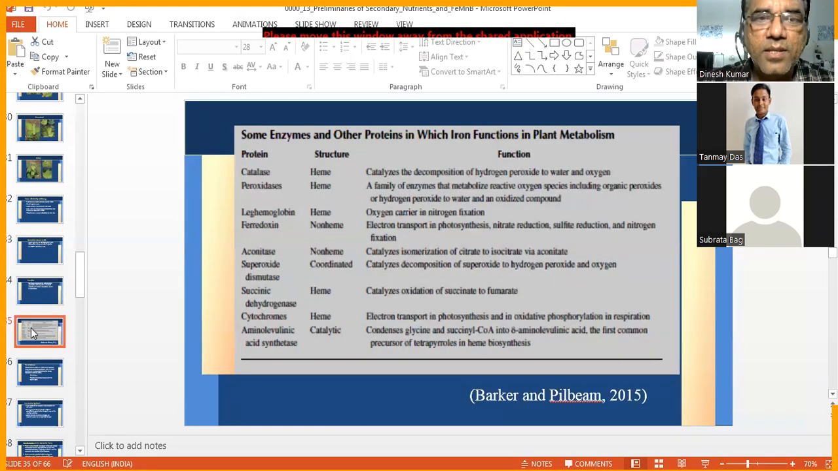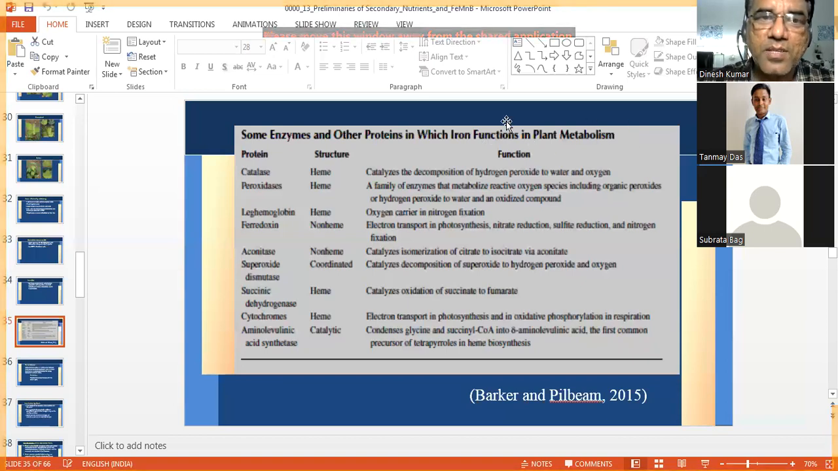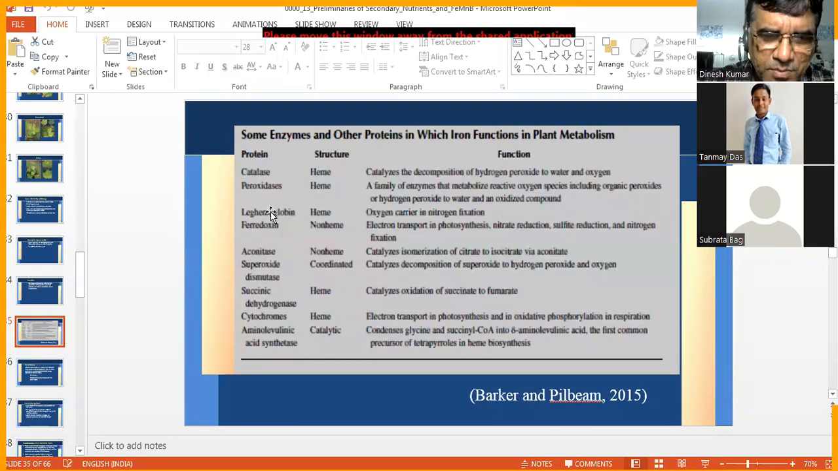Other roles are that it is part of some heme proteins, and it is important for enzyme activity. So you can see some enzymes and other proteins in which iron functions in plant metabolism. It is important for catalase, which is an enzyme also, peroxidases, leghemoglobin, ferredoxin, aconitase, superoxide dismutase. So it is part of many enzymes which are involved in a lot of biochemical reactions in the plant system. So you can see the value of iron. It is very important in the plant system.